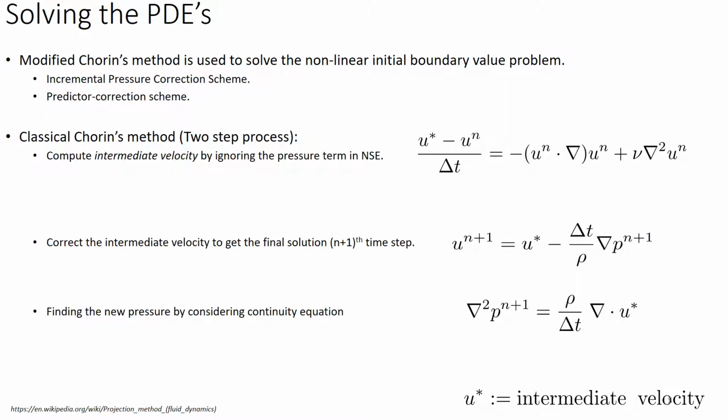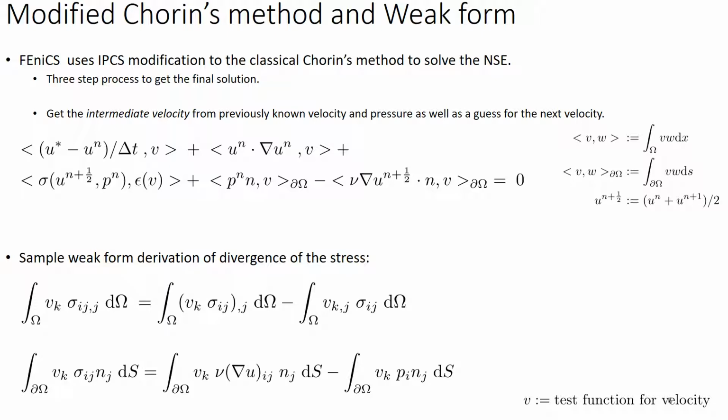So in FEniCS, they use Chorin's method to solve the weak form of the equations, and Chorin's method is basically a predictor-corrector scheme where it predicts the next velocity initially and then corrects it with the pressure correction. So these are the two briefs about the method, and also a sample of the weak form derivation of the divergence of the stress is shown.